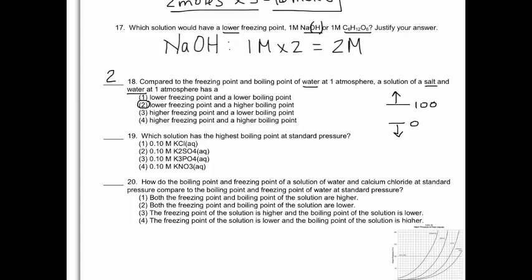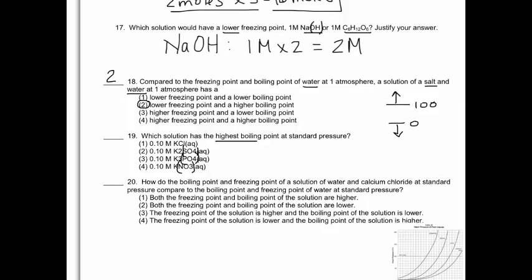Number 19, which solution has the highest boiling point at standard pressure? We're going to look for the one with the most dissolved solutes. All of these have the same initial molarity, so we're just going to be comparing the working molarities. So what you're really doing is counting the number of particles. All 4 of these are ionic. All 4 of them are. These ones have polyatomic ions, NO3, PO4, and SO4. So we're going to count those as one thing.